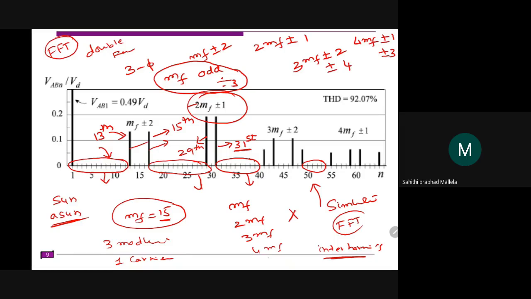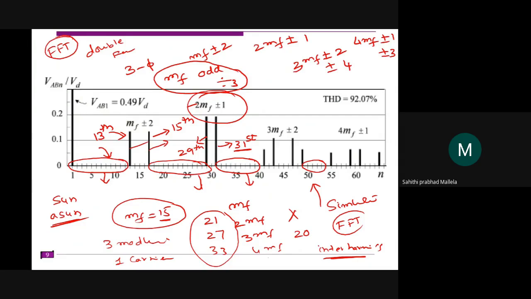Clear? So that means we need to select a number something like 21, 27, 33, something like that. You should not select 20, that is an even number, and moreover it is not divisible by 3. So when you have this three phase, this MF should be odd and it should be divisible by 3.